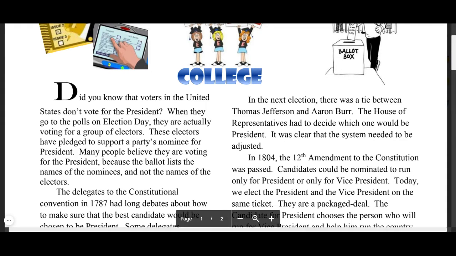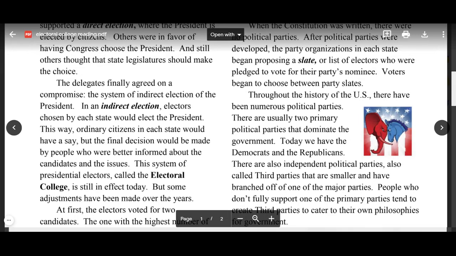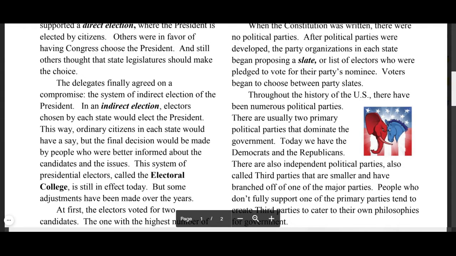Many people believe they are voting for the president because the ballot lists the names of the nominees and not the names of the electors. The delegates to the Constitutional Convention in 1787 had long debates about how to make sure the best candidate would be chosen to be president. Some delegates supported a direct election where the president is elected by the citizens. Others were in favor of having Congress choose the president, and still others thought that state legislatures should make the choice. The delegates finally agreed on a compromise, the system of indirect election of the president.